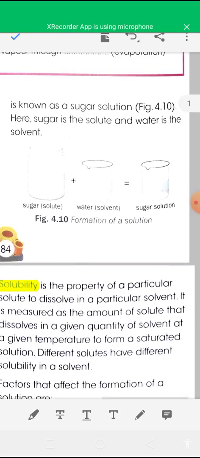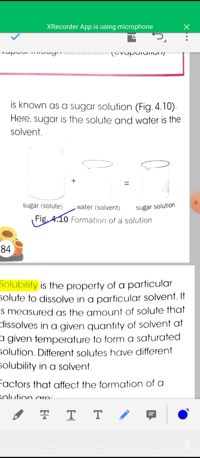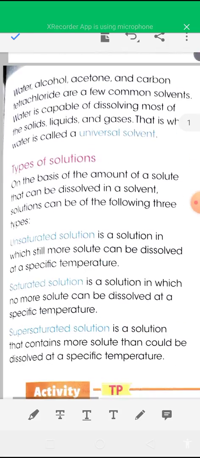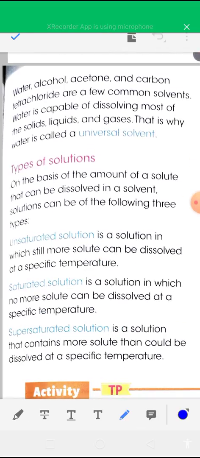Here it is showing figure 4.2, formation of solution: sugar plus water gives sugar water solution. In the sugar water solution, water acts as the solvent and sugar acts as the solute.